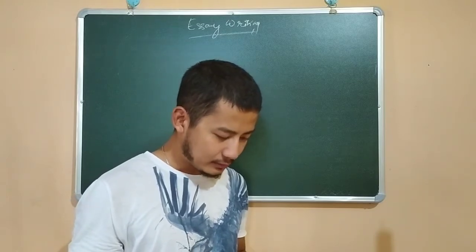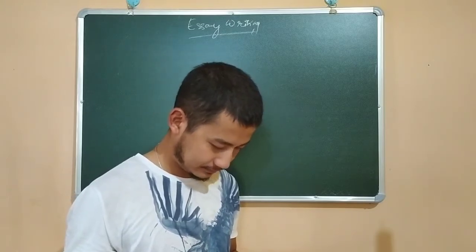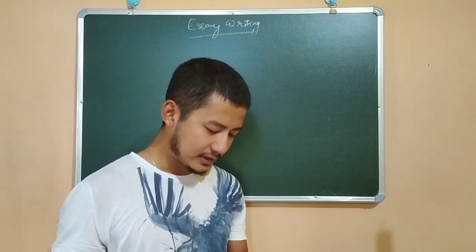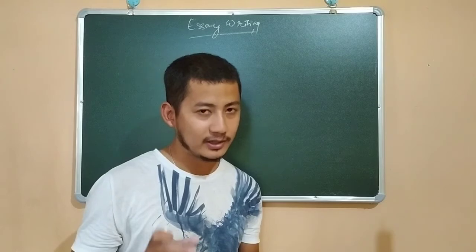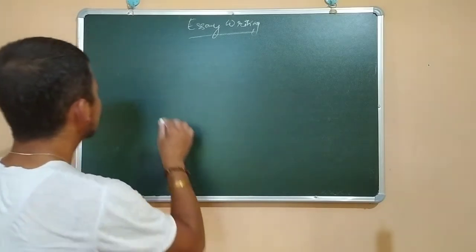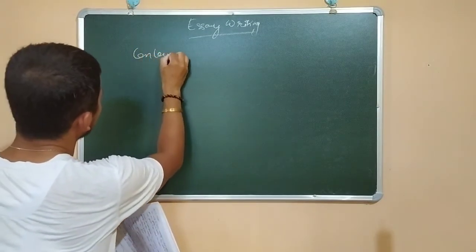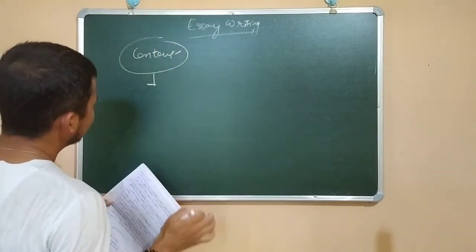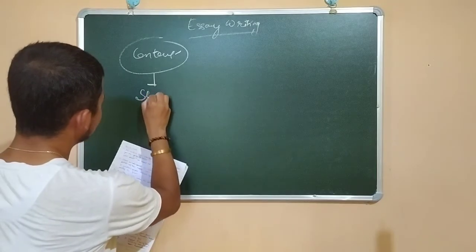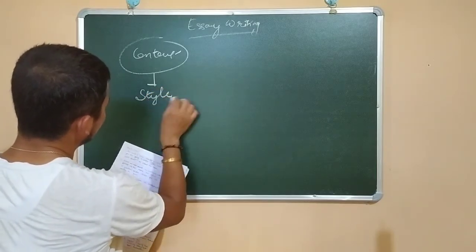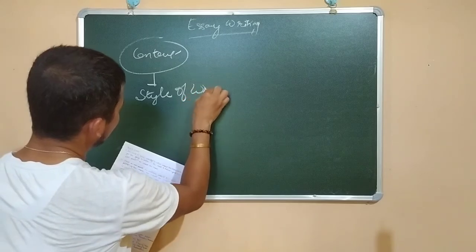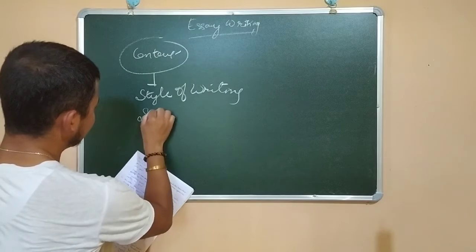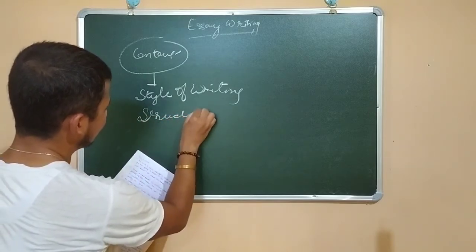Now we will see content, structure and style of writing. This is the main thing. Content will go under the discussion part. Content, style of writing, then comes structuring. This is the main thing.